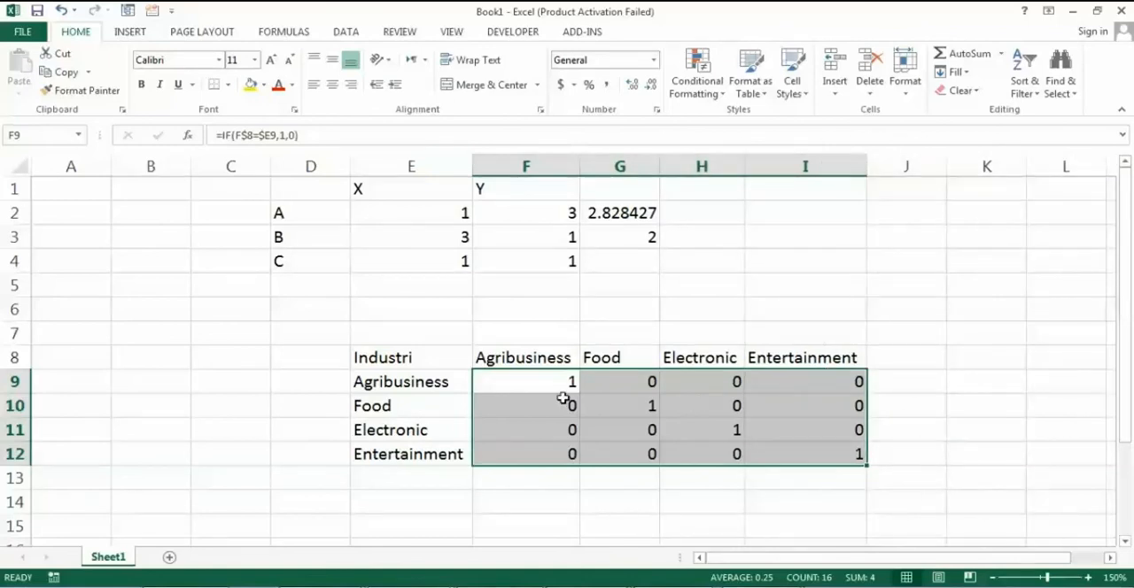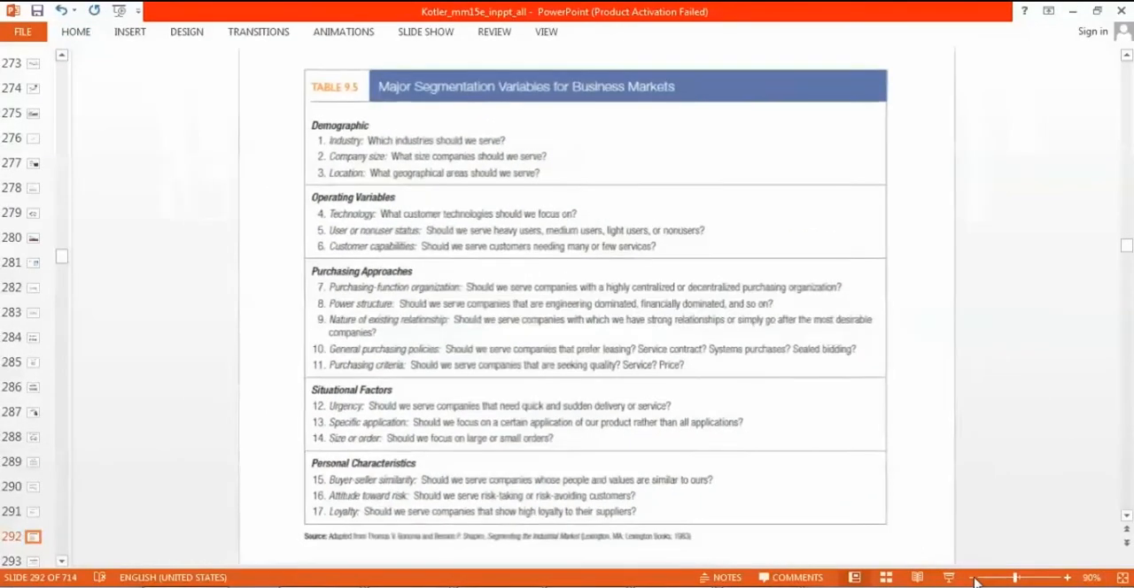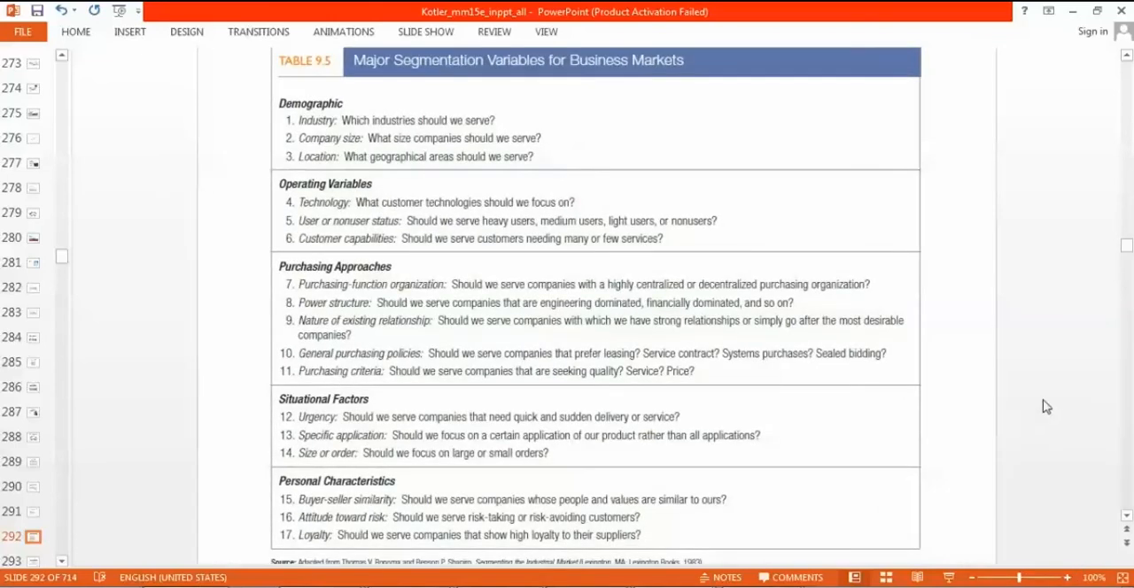So this one, you put the data to identify which industry or which category belongs to that cluster, because SPSS can only process numerical data. So to process string data or non-numerical data, you conduct what we call dummy variable data. Capish? Alright. So that is the variables that we use when you are going to cluster the business market.